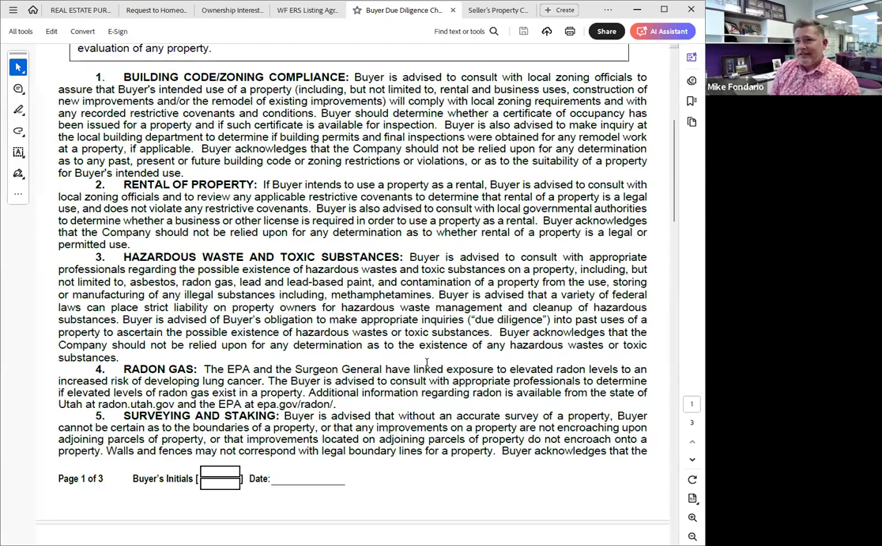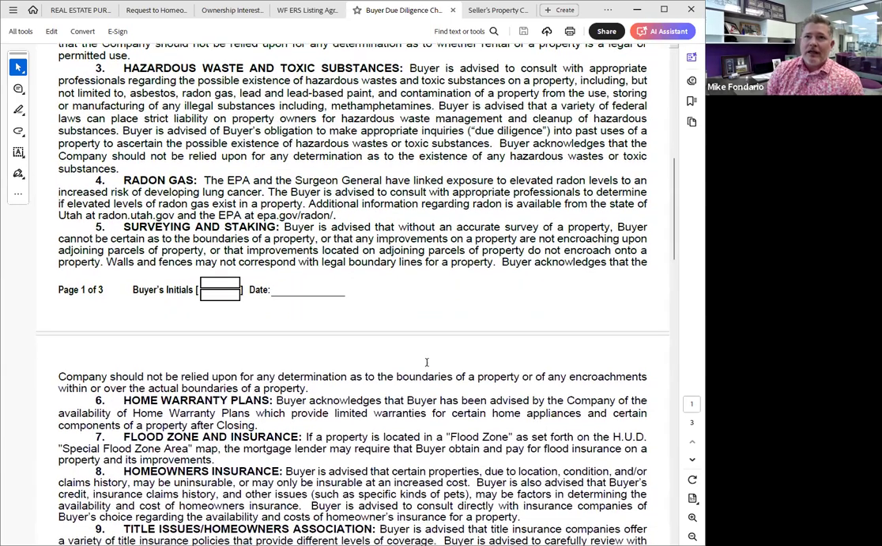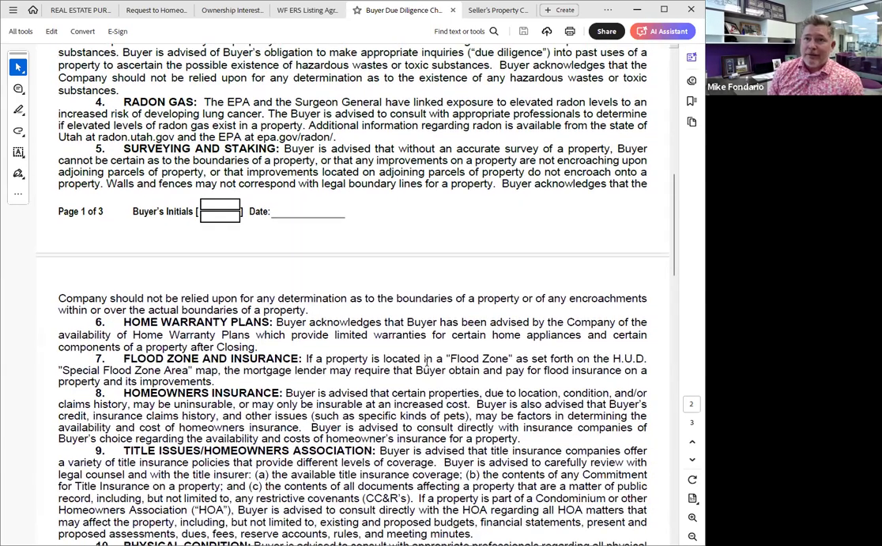Hazardous waste and toxic substances. Really we're talking about meth and radon. That's really what we're talking about mostly, but there could be other things. If you're looking at land or looking at a development deal, a phase one environmental assessment will very likely come with it. And if it doesn't and they intend to develop, you should not go to a closing table without a clean phase one environmental assessment, just FYI. And then here we're talking explicitly about radon gas.